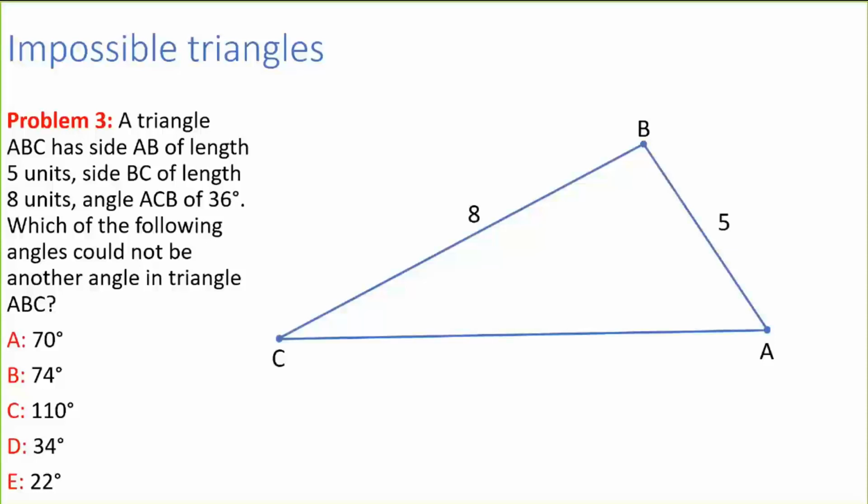And we know that angle ACB, which is that angle there, is 36 degrees. Most people would draw something like that. It doesn't have to be in that orientation at all, but a triangle like that. Now the question asks, which of the following angles could not be another angle in the triangle ABC? So what we're going to have to do is work out the other angles. For this, when we've got this scenario, we could use the sine rule. So I'm going to go back to the CAS right now to use the sine rule there in that environment.